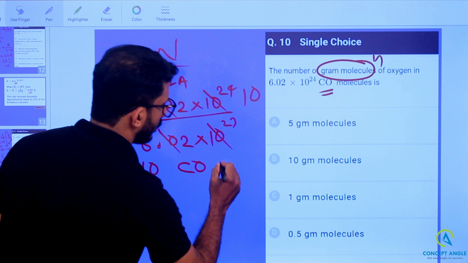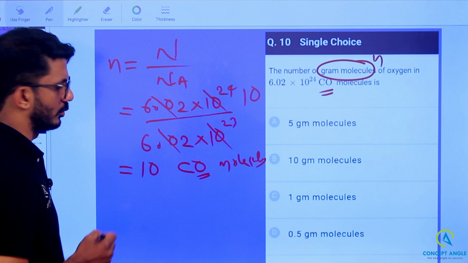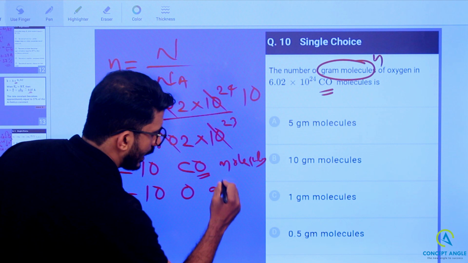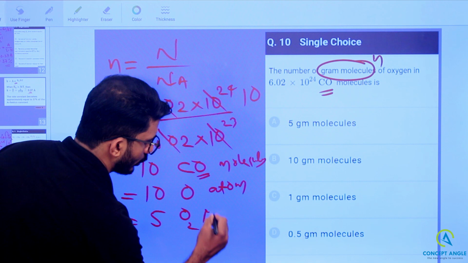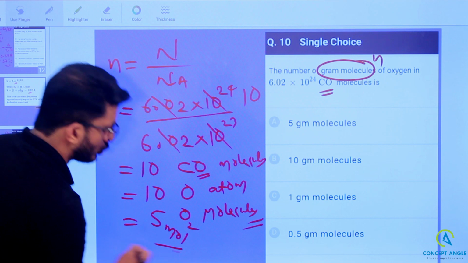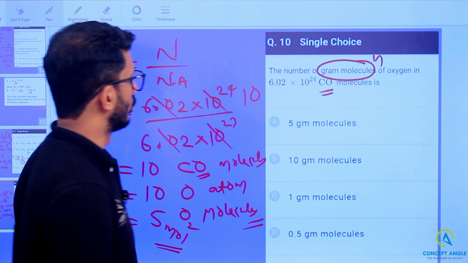10 carbon monoxide molecules. In one carbon monoxide molecule, there is one oxygen atom. So that is equal to 10 oxygen atoms. If there are this many oxygen atoms, to get oxygen molecules O2, we divide by 2, which is equal to 5 O2 molecules. That is 5 moles of O2 molecules, in which 5 gram molecules of oxygen will be there. So the answer is 5 gram molecules. That means the number of moles is equal to 5.